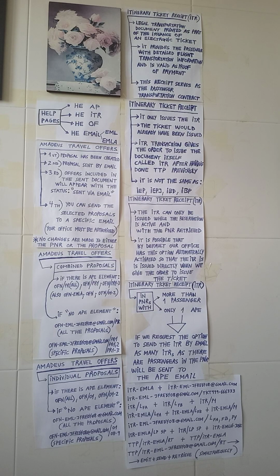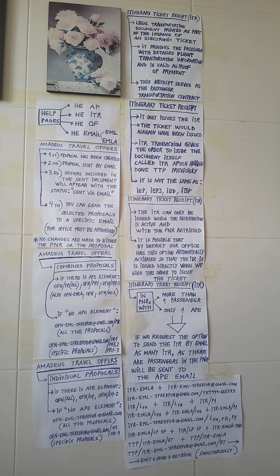Here we go. The help pages we can use to expand on the information I am going to explain during today's video are HEAP, HEITR, HEOF, which can be replaced by HEOffer, and we also have HE email, which refers to everything related to emails, including the two codes 1 and 2 I will be using in today's video. It means EML and EMLA.